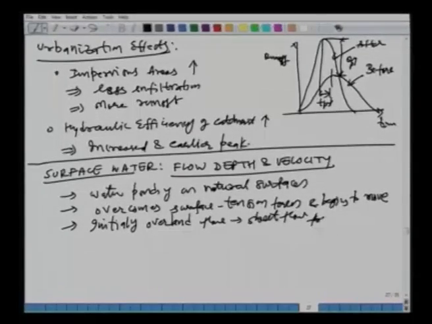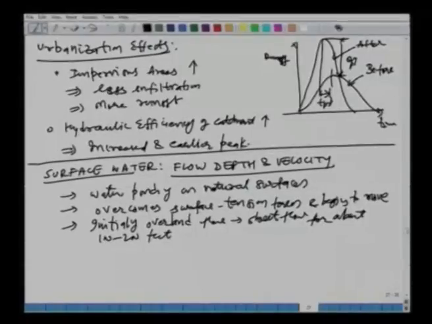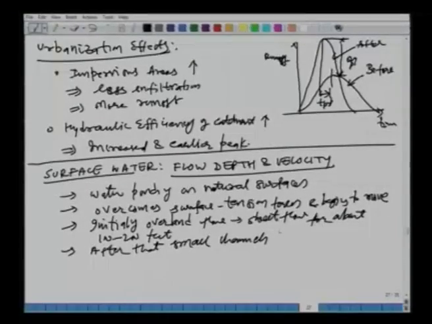For about 100 to 200 feet. This sheet flow will not continue for very long, for about 100 to 200 feet. After that, it will start forming the small channels. And after that, small channels start to appear, or small channels get formed.